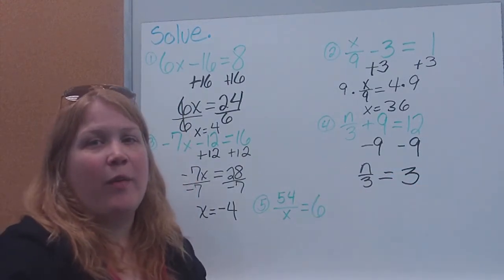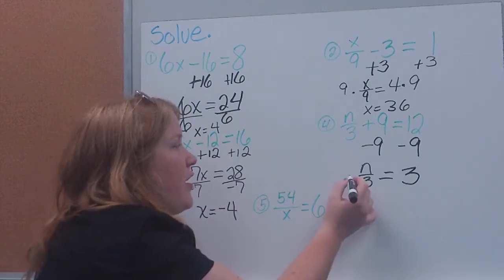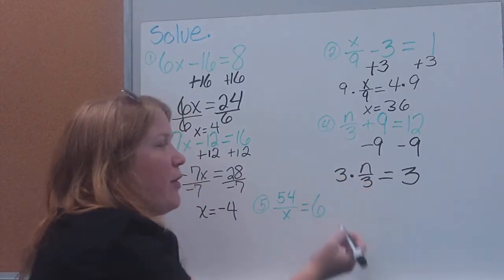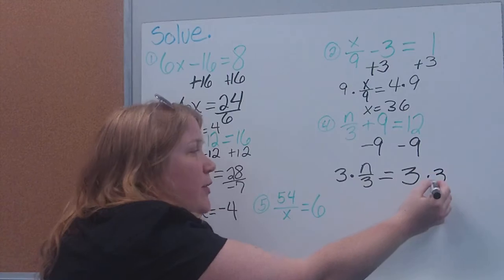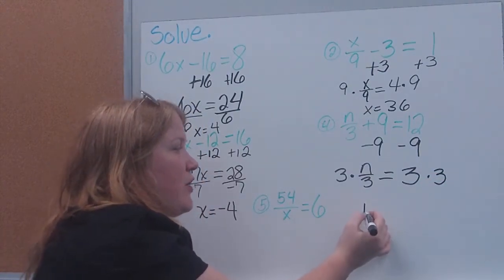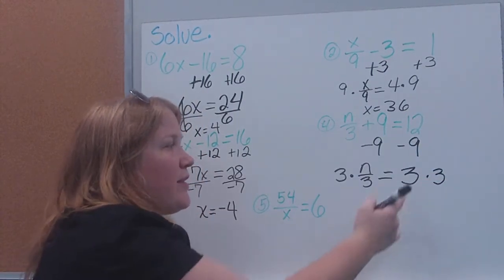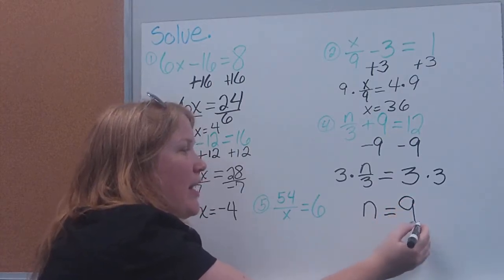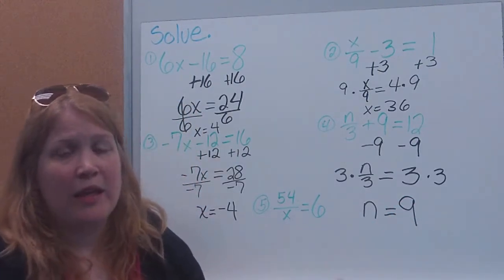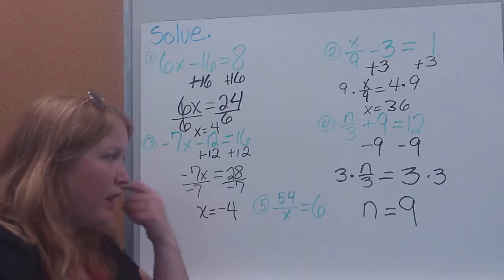Now I'm dividing. How am I going to undo my division? I'm going to undo that by multiplying. If I multiply this side by 3, I need to multiply the other side by 3. So now I'm just left with n on the one side. 3 times 3 gives me 9. N is equal to 9. Again, go back in, plug in, check it.